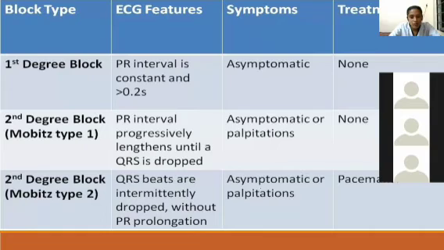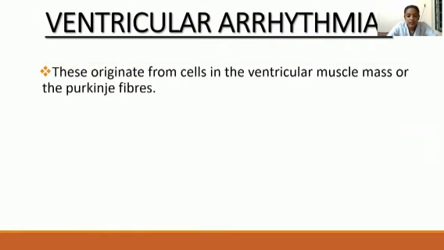In second degree block, we won't be giving treatment in type 1. But in second degree block type 2, we will mostly be providing a temporary pacemaker. First choice will be temporary pacemaker. If the bradycardia is not maintained even after temporary pacemaker insertion, then we will go for a permanent pacemaker. In third degree heart block, the only choice is what? Permanent pacemaker only. Okay.